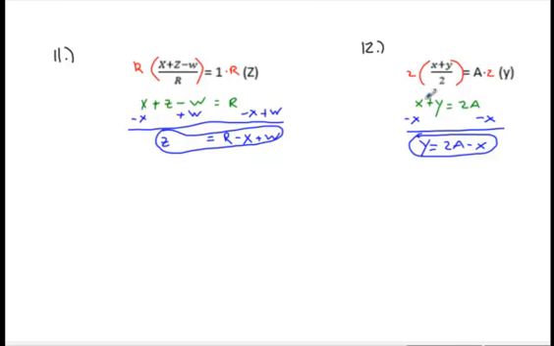So number 12, we're going to multiply both sides by 2 to cancel out the 2 in the denominator and balance the equation, and we'll have just the numerator remaining on the left. So x plus y equals 2a. Subtract x from both sides and you get y equals 2a minus x.